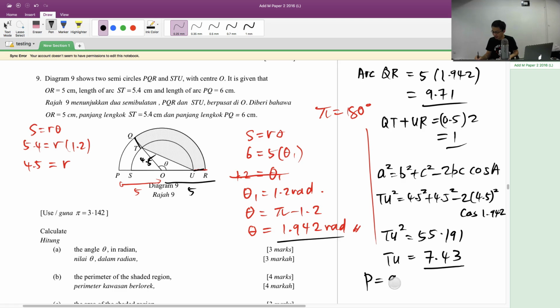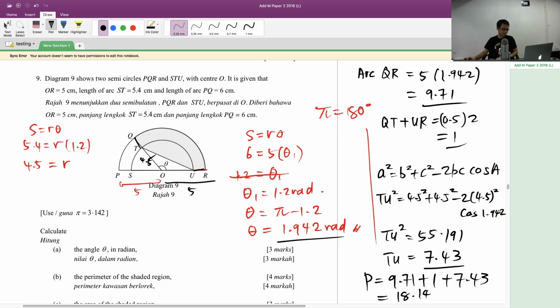So I can get my perimeter easily by summing up all these values. It's 9.71 plus 1 plus 7.43. This one is my perimeter. So my perimeter should be 10.71 plus 7.43, so it's 18.14. Yep, I hope my answer is correct.